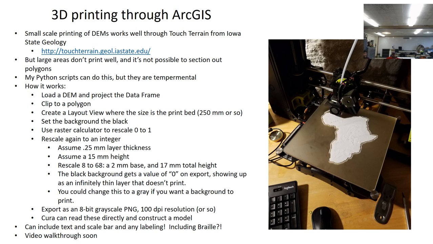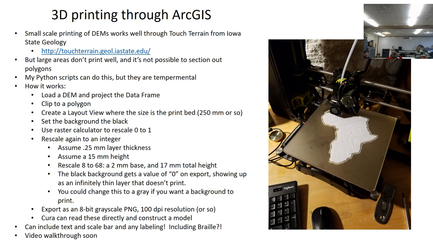And then you're going to rescale it one more time. The idea here is you want the background to be 0, like a 0 height, right? So you set that to black. And then you're going to set the minimum value to a value of 8. So that's going to be 8 layers, if you think about it. So this is like number of layers. And the layers don't have to be 0.25 millimeters, although that's what you always use.